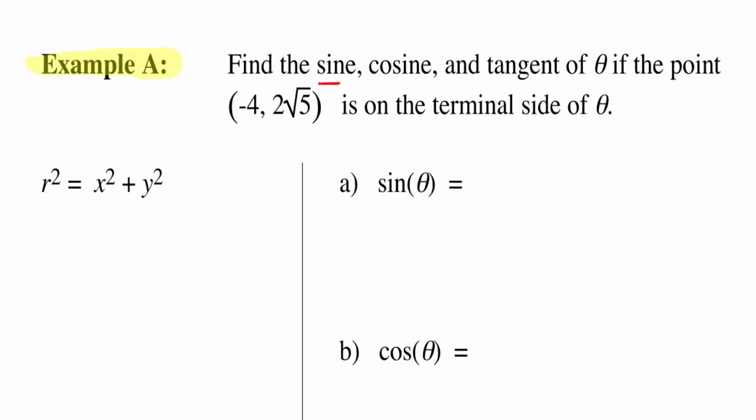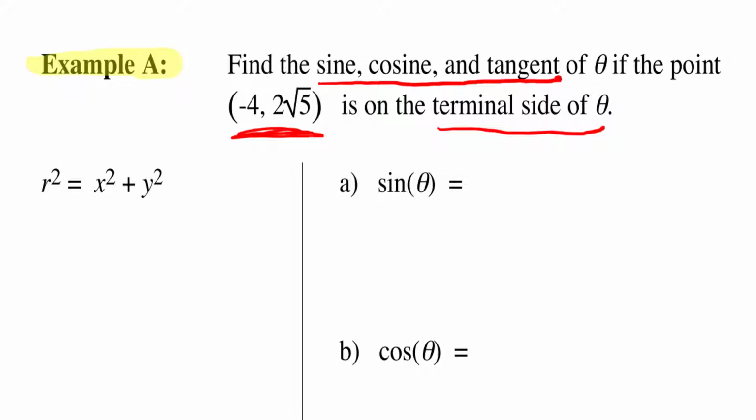So let's look here at example A. We're going to find the sine, cosine, and tangent of theta if the point (-4, 2 radical 5) is on the terminal side of theta. That's where the angle theta ends. Remember, it always starts at the positive x-axis, but it will end somewhere in one of the quadrants.